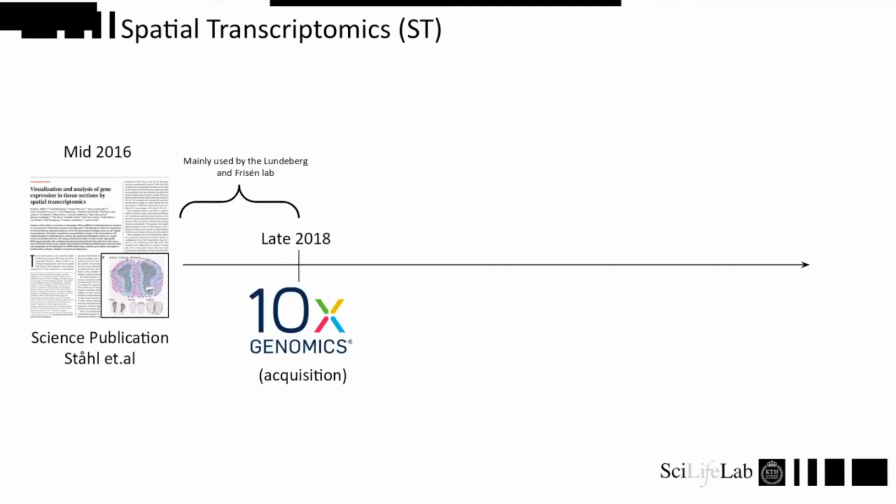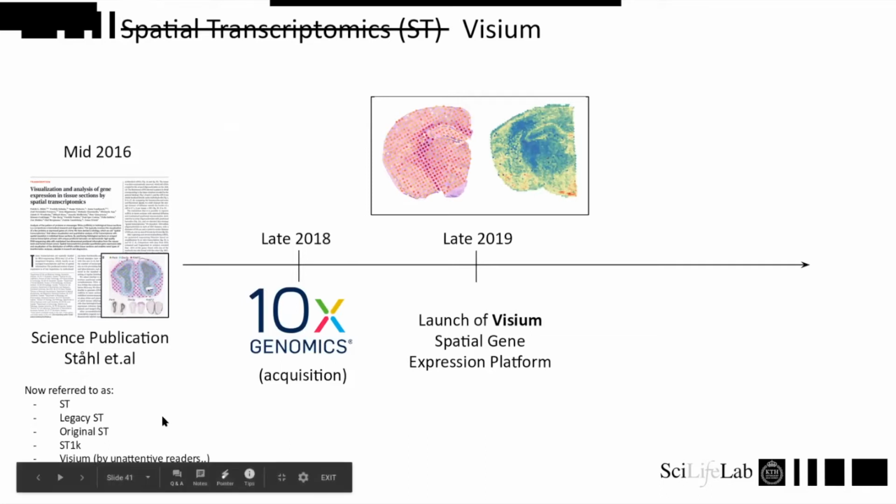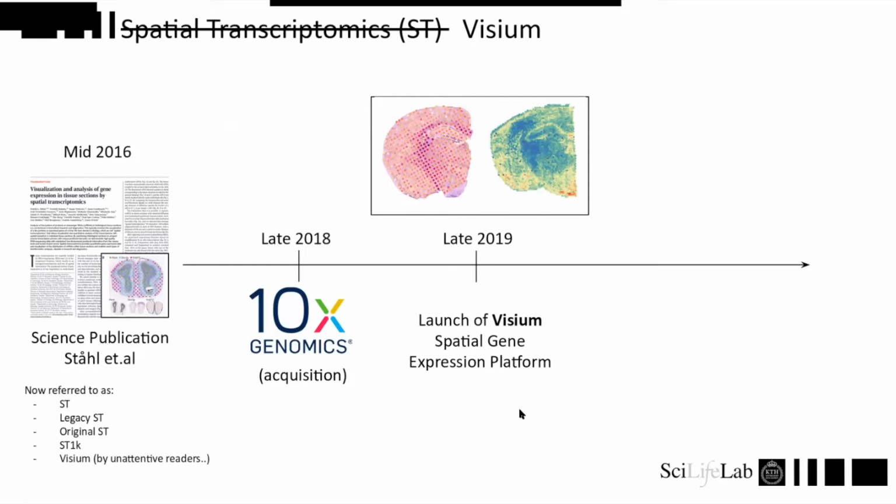However, in late 2018, 10x Genomics acquired the IP rights to this technique. In late 2019, they launched the Visium Spatial Gene Expression Platform, and to be able to separate Visium from ST, because Visium is extremely similar to ST. It operates at a higher resolution and has some different reagents, but the concept is more or less identical. We now tend to refer to data from the old platform as ST, legacy ST, original ST, ST1K, and sometimes Visium, and that's mainly by very unattentive readers of manuscripts and even reviewers, and that's of course incorrect.